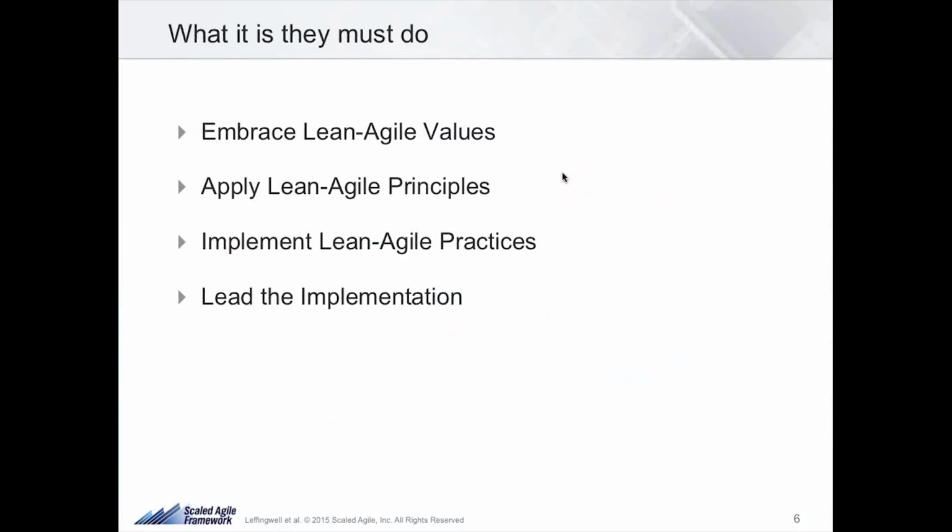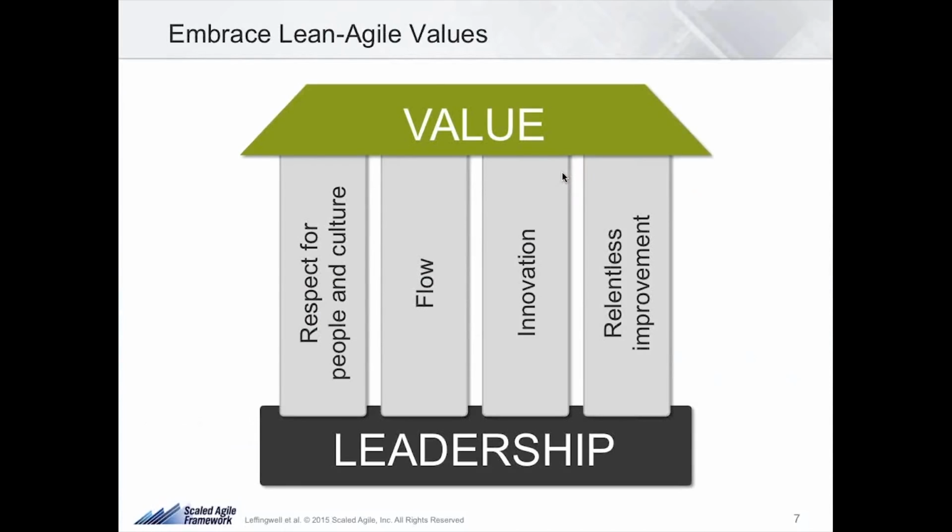And then apply Lean-Agile principles, because these are the immutable truths, the fundamental underlying economics. Thirdly, implement Lean-Agile practices, and that's really where SAFe comes in. The values and principles are recorded in SAFe as well, but SAFe is largely a practice-based framework. And lastly, what do we expect of our executives and our managers? Simply, we expect them to lead, not follow the implementation. And that leadership, there's no substitute for that level of leadership.